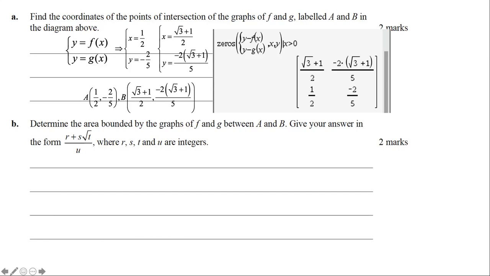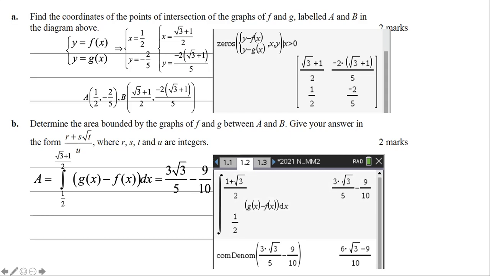And then you want to determine the area bounded by the graph of f and g between A and B. Give your answer in the form r plus s root t over u. These four letters are all integers. So you are anti-deriving g minus f from half to root 3 plus 1 over 2. But the output from your CAS calculator is not satisfying the requirement yet.